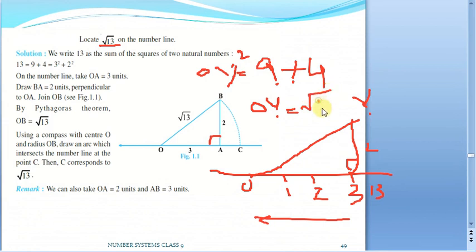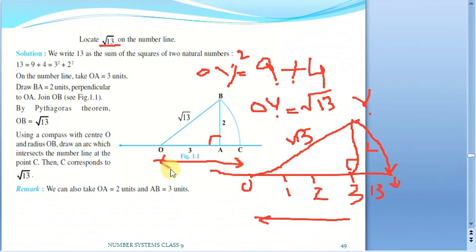If OY square is 13, that means on squaring OY you will get 13. Are you getting 13 on squaring this root 13? Root 13 into root 13 will be 13. So that's why the OY value will be root 13. But we should not stop at this step. We take this OY as the radius and draw an arc towards the number line. The distance from this point to the point where it cuts the number line will exactly give you the OC length, which is nothing but root 13 on the number line.